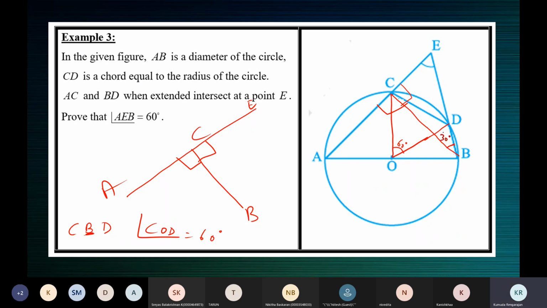This is 30 degrees. COD is 60 degrees. CBD will be 30 degrees because the angles are subtended by the same arc CD, one at the center O and one on the circumference at B. The angle formed on the circumference is half of the angle formed at the center. The angle formed on the remaining part of the circle will be 30 degrees.